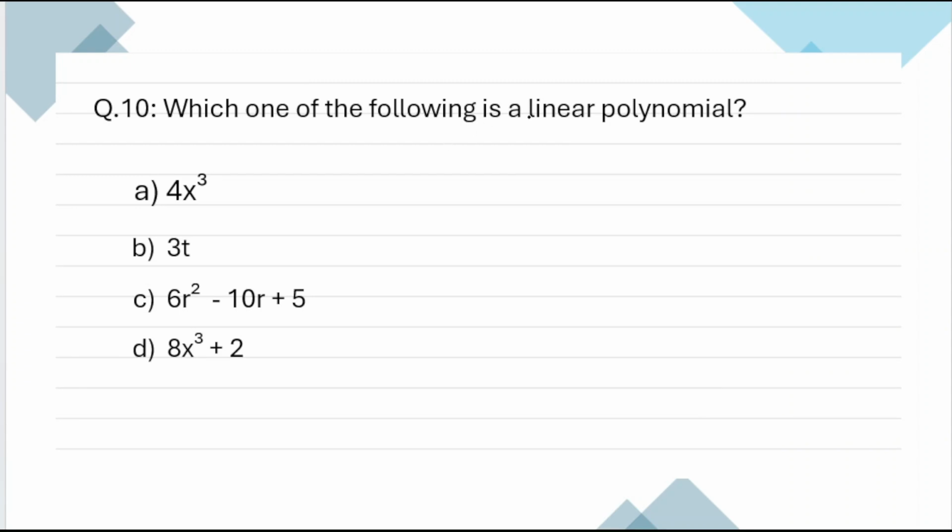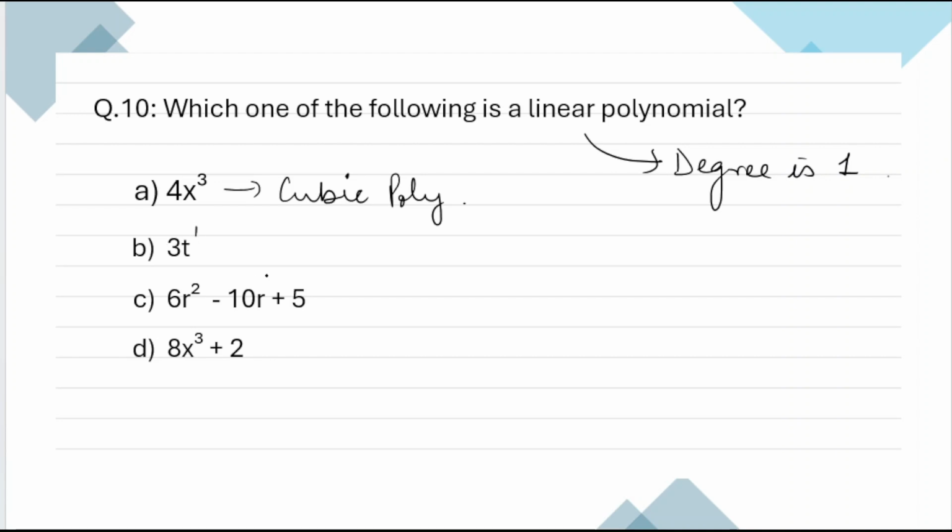10th question. Which one of these is a linear polynomial? As I told you, linear polynomials are those polynomials whose degree is 1. So let's check where the degree is 1. 3. So is it a linear polynomial? No, it's actually a cubic polynomial. I can write it for a quick reference, cubic. So it's a cubic polynomial.